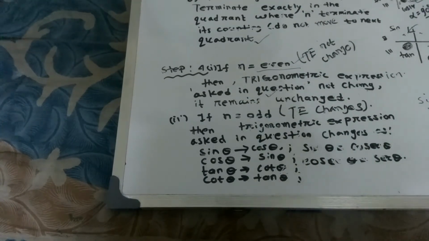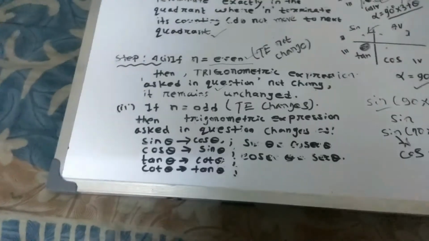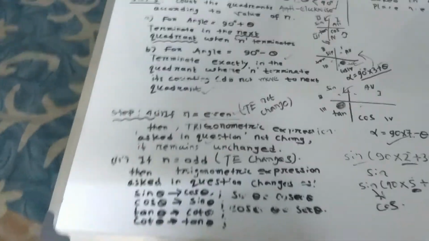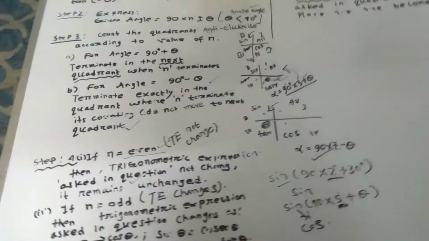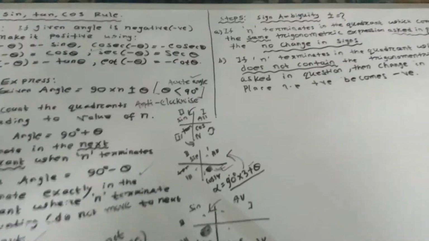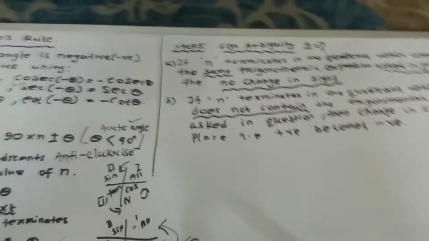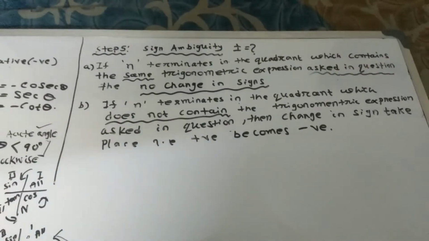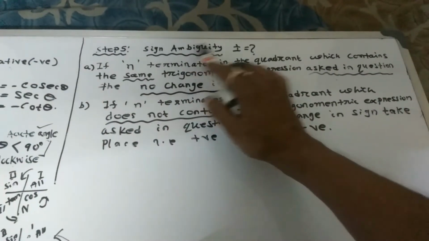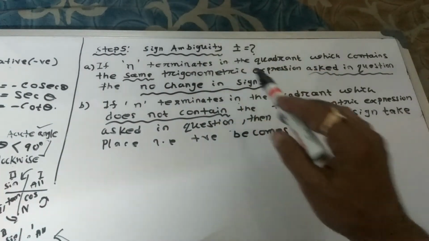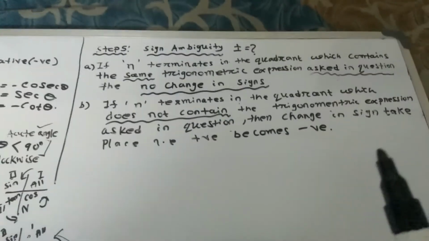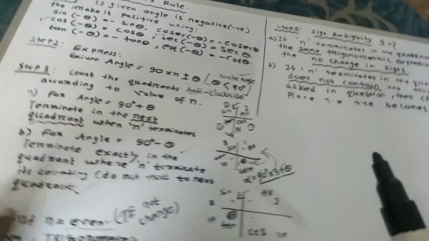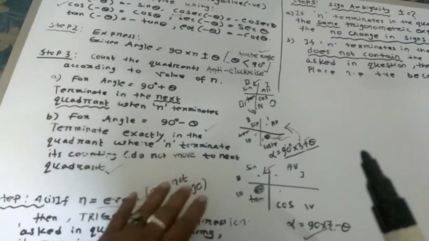Now we have to decide the sign. What sign should we actually put? That is the final step, called sign ambiguity. Whether it's plus or minus, when the plus sign becomes minus, whether I shall write down a minus sign or not, that is the question.